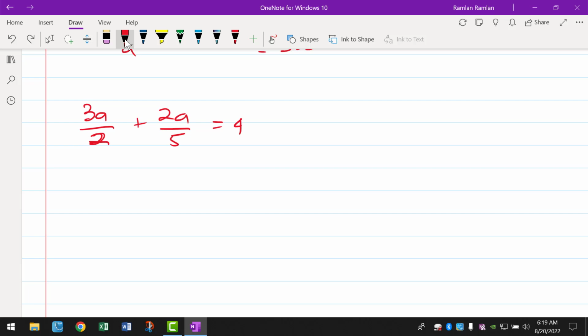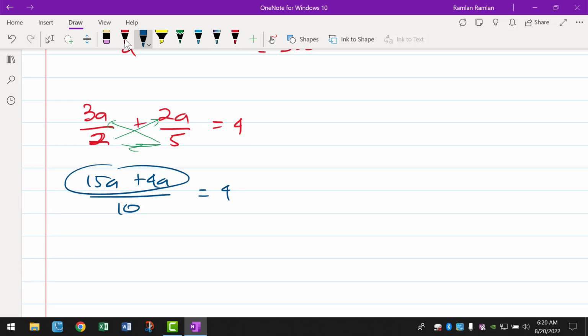Let's use, for example, cross multiplication. If I multiply this with this one, I will get 15a, and then if I multiply with this one, I will get 4a, and then if I multiply these two, I'll get 10, just 10, sorry, it doesn't have any a. 2 times 5 is just 10. So again, we can just add these two terms, which is going to be 19a over 10 equals 4, right?